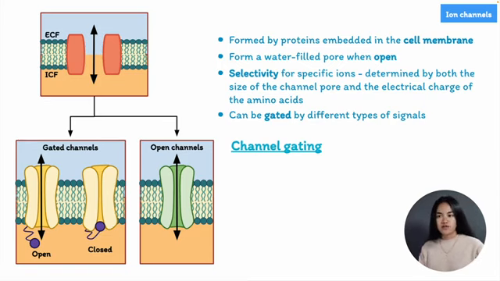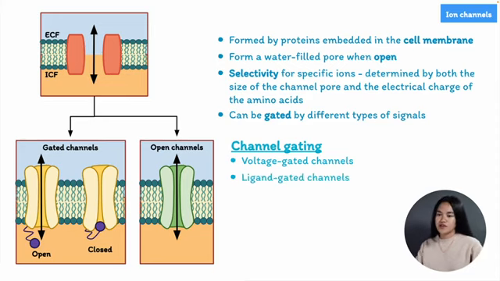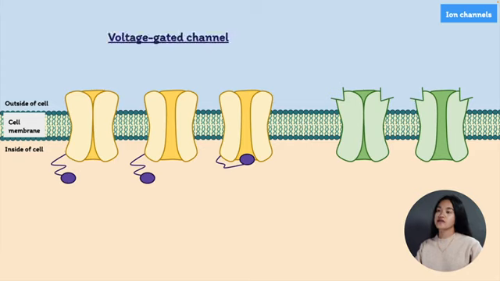Okay? Ion channel gating can be regulated by various types of stimuli, but we're going to go through 2 examples: voltage-gated channels and ligand-gated channels. Starting with voltage-gated channels, these are regulated by changes in the cell's membrane potential. So think your neurons and your muscle cells. Remember that membrane potential refers to the difference in electrical charge between the inside and the outside of the cell. Resting membrane potential is the voltage difference across the cell membrane when cells are at rest.